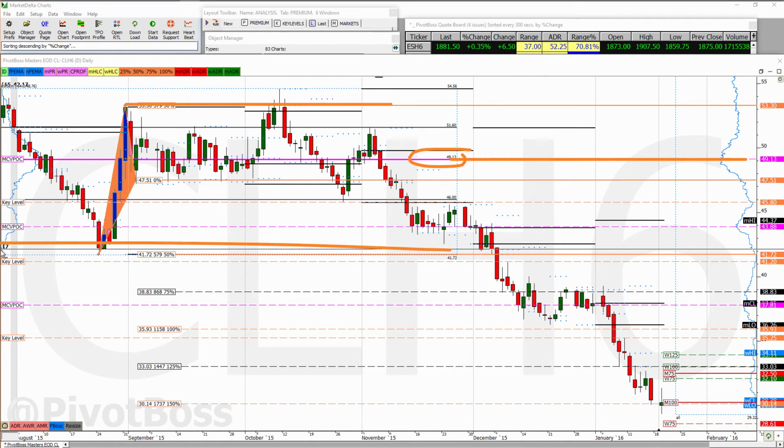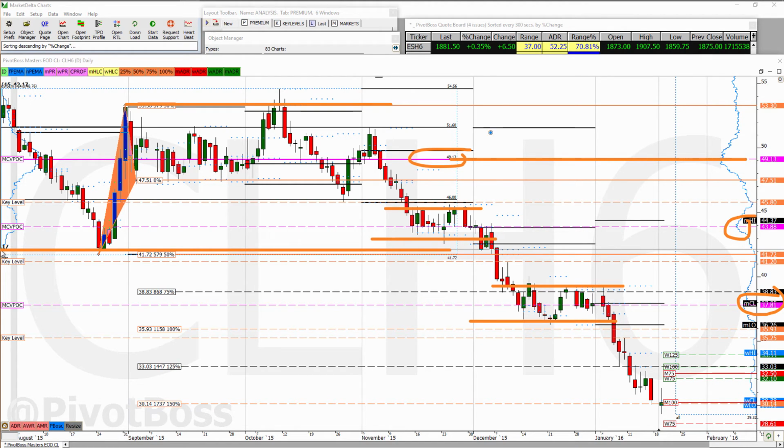49.13. That value comes from this key level, this key range. Then you have value at this HVN, and that comes from this minor range. And then you have value at 37.81, and that comes from this little range. The bigger the range, the more volume, the more value at that area.